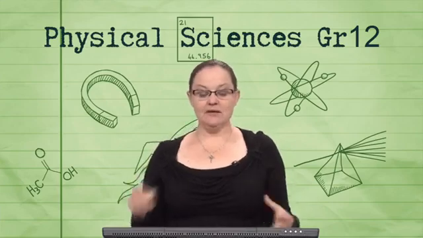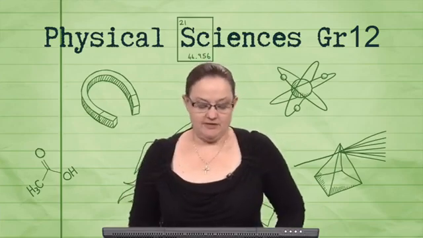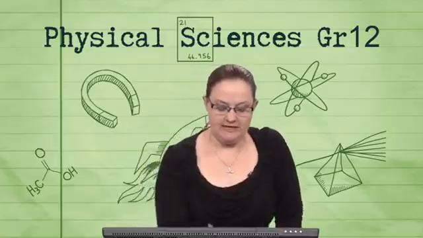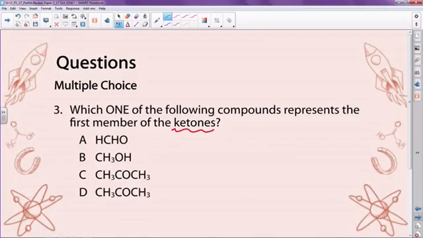Okay, now, it says, which one of the following compounds represent the first member of the ketones? I'm not even going to look at the answer. I'm going to draw it out because I should know this. Remember, the difference between a ketone and an aldehyde is that an aldehyde has to have the double bond to the carbon at the end of a chain.